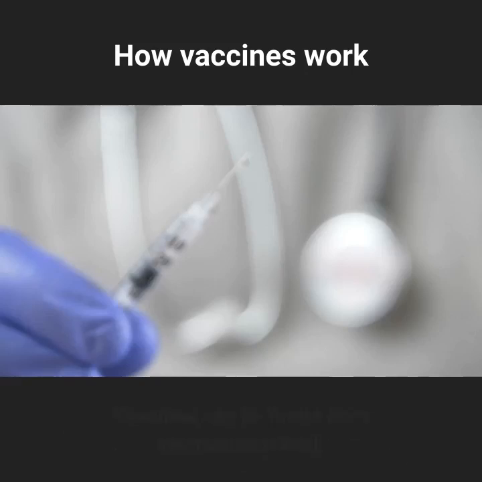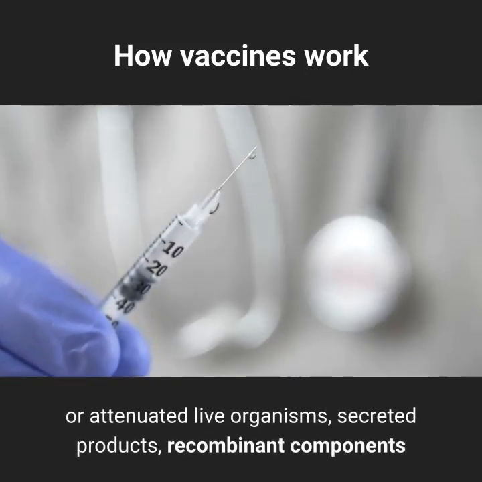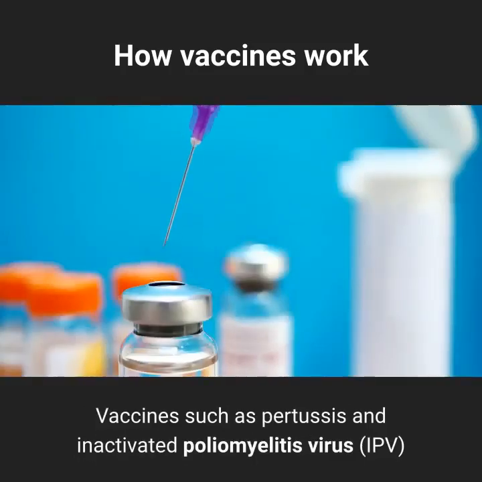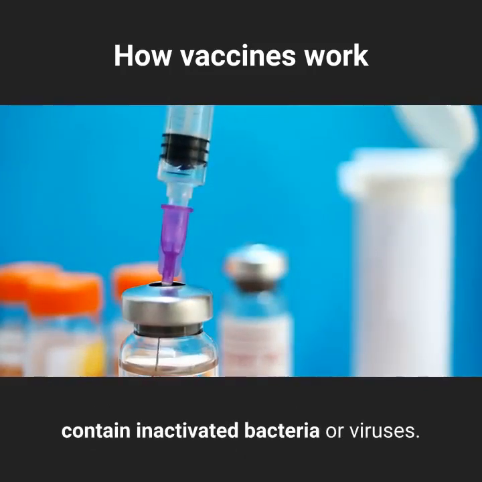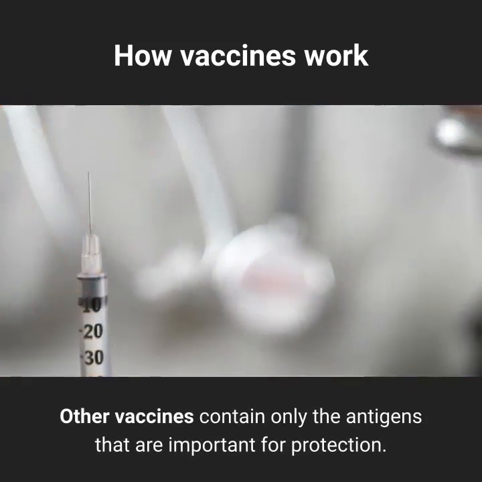Vaccines can be made from inactivated, killed, or attenuated live organisms, secreted products, recombinant components or the constituents of cell walls. Vaccines such as pertussis and inactivated poliomyelitis virus (IPV) contain inactivated bacteria or viruses. Other vaccines contain only the antigens that are important for protection.